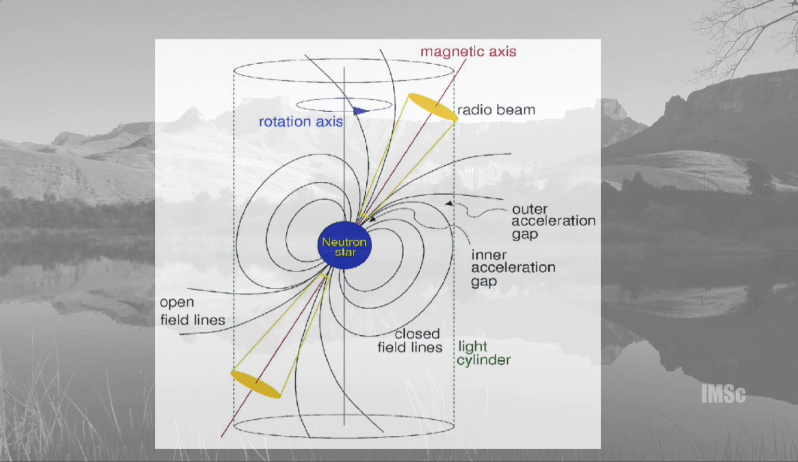It all depends on the angle of the rotation axis, that is, how far away or how close the light cylinder is.